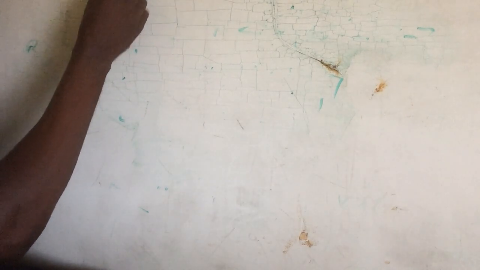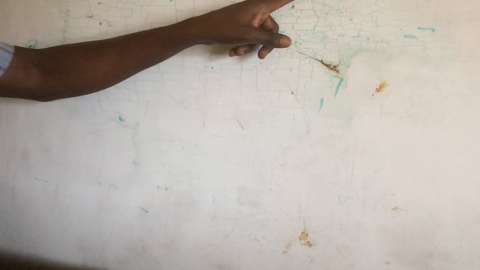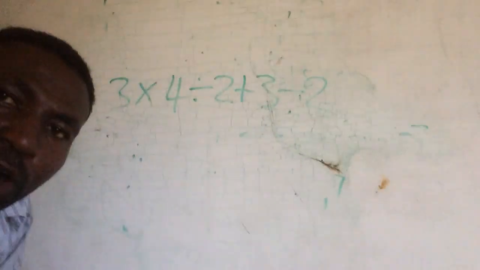So at times you see something like this: 3 times 4 divided by 2 plus 3 minus 2. So we have multiplication here, we have division here, we have addition here, we have subtraction here, but there is no bracket, there is no off. But still, you remember your BODMAS.